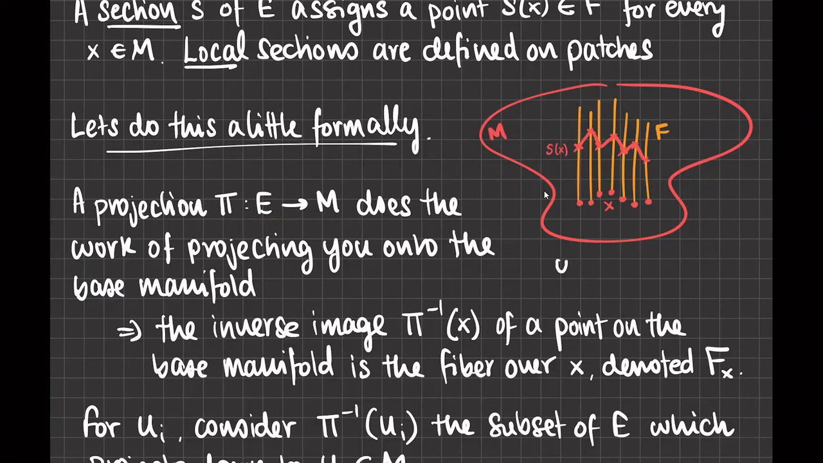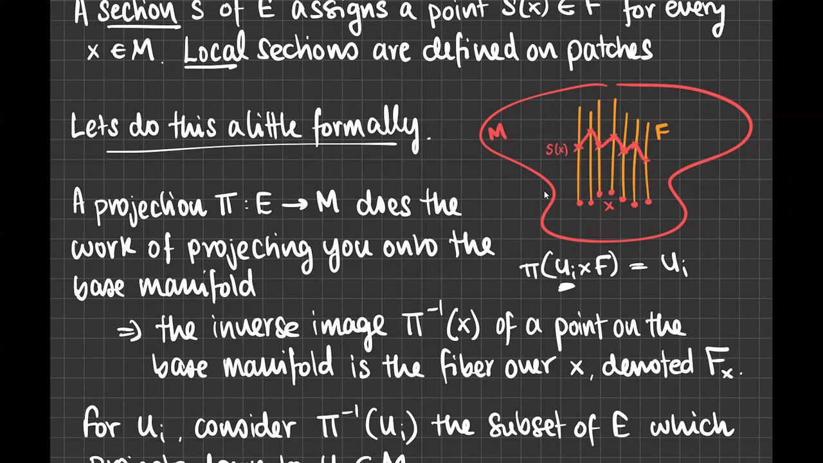E in some patch is just locally U_i times F, right? So what a projector does, projection pi, it just picks out the first guy in this product. Just gives this. Okay. So locally you have a product, and what a projector is doing is saying, forget about the fact that there is a fiber, just focus on the base manifold.